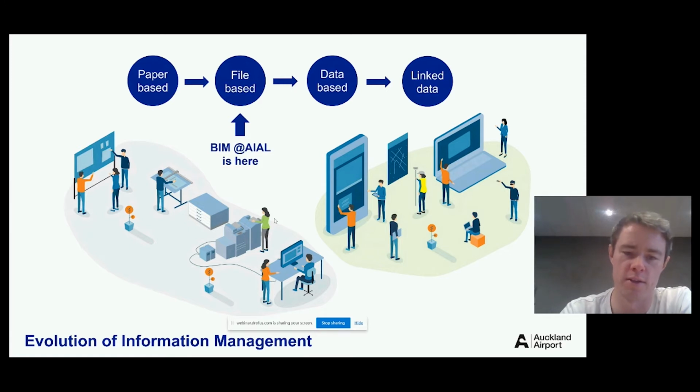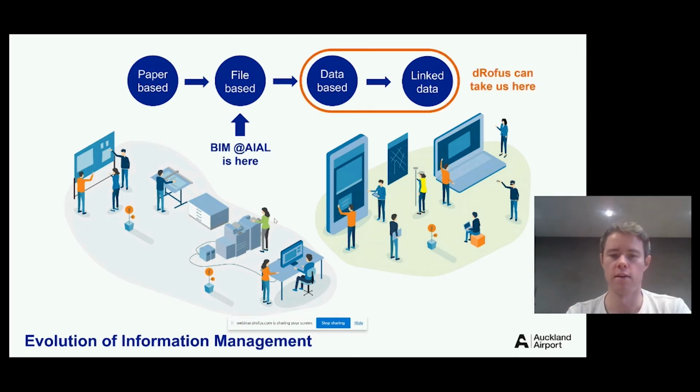So this is where we currently are at the airport, prior to dRofus. The shift to dRofus is based on trying to align more with the way that GIS works, and having this back-end database where we can separate the model geometry from the data and have the data managed in a database. So from our perspective, dRofus is the next step in terms of moving towards the database world, and that will then lead us into a world of linked data, which I'll go into shortly.